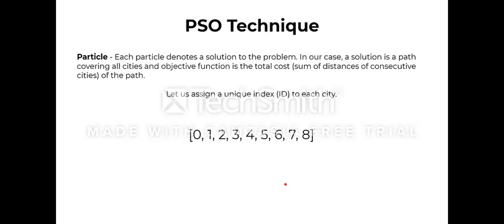Let us have a look at the particle swarm optimization technique used. In this technique, we have various particles and each particle denotes a solution to the problem. In our case, a solution is a path which covers all the cities, and the objective is to minimize the total cost of the path. Let us assign a unique index or ID to each of the cities.